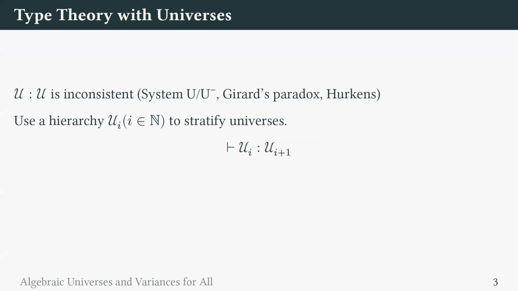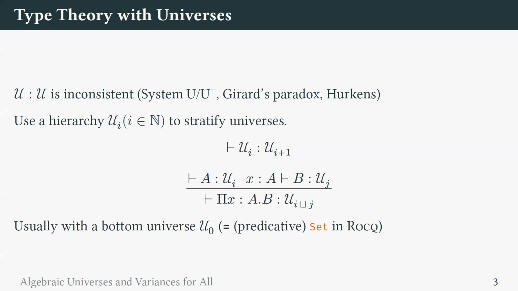So as you probably all know, system U is inconsistent. If Type has type Type, then we can derive inconsistencies and paradoxes. So we use hierarchies of universes indexed by natural numbers to ensure consistency. The introduction rule for the predicative universe: U_i lives in U_{i+1}. We also have closure under dependent products, where we take the max of the domain and the codomain. And usually we also have a bottom universe, which we call U_0 or Set in Rocq.